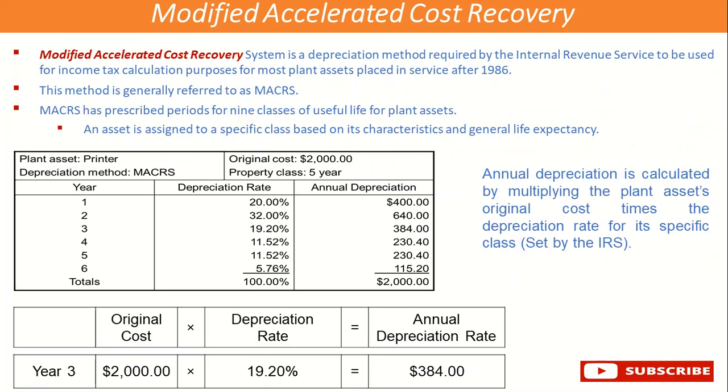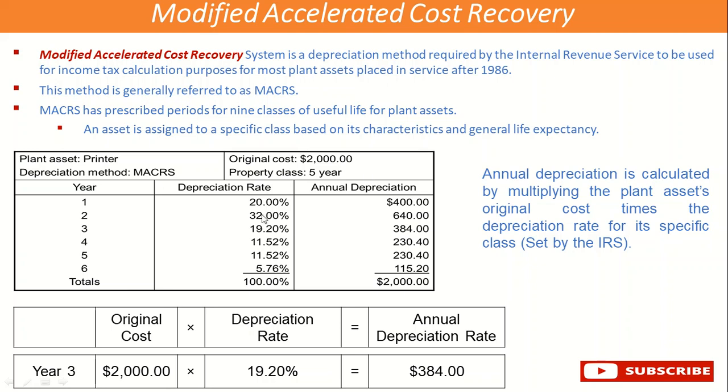Now, last, we have the modified accelerated cost recovery system. This is very simple. Actually, this is the depreciation method required by the Internal Revenue Service to be used for income tax calculation purposes for most plant assets placed in service after 1986. Here we don't calculate the depreciation rate. This rate is set by the Internal Revenue Service or any other financial agency, and it could be different for different classes of equipment or assets. So in this case the depreciation rate is given by the department.